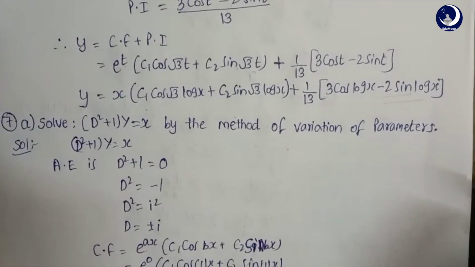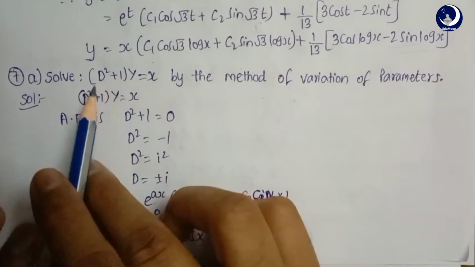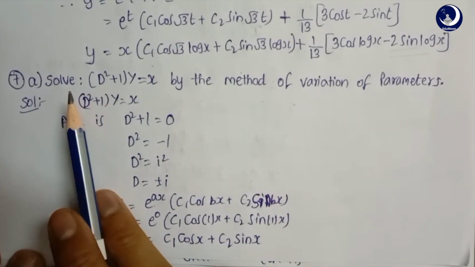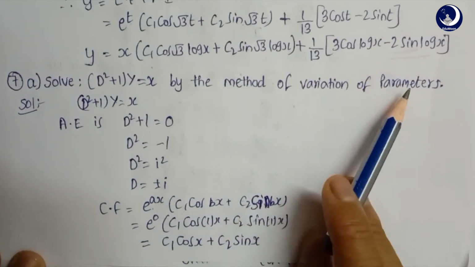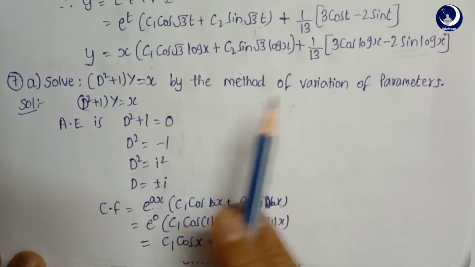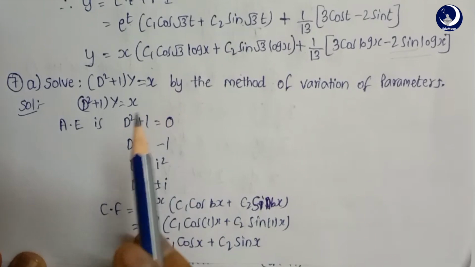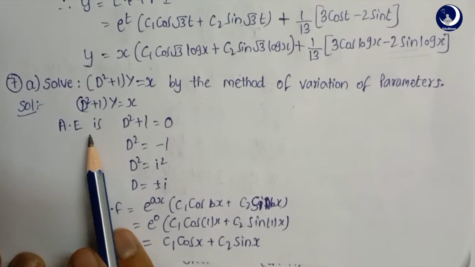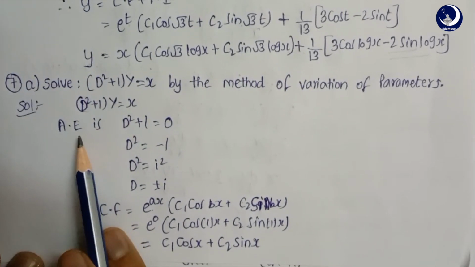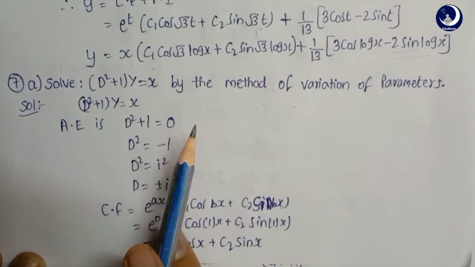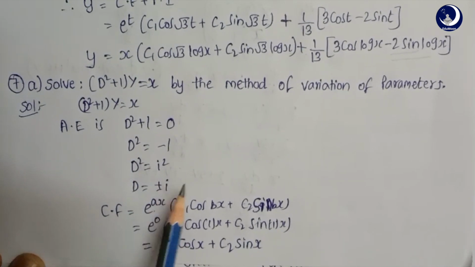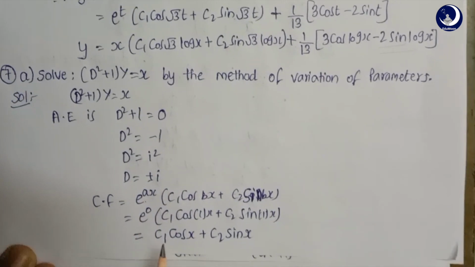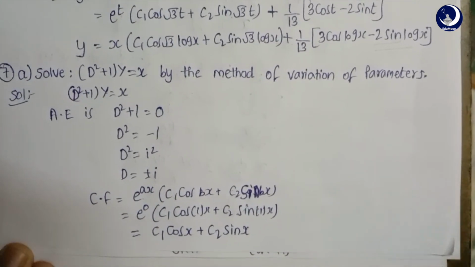Coming to the 7th question, 7a. Solve D square plus 1 into y equal to x by the method of variation of parameters. So this is like the earlier questions we already did. Again, coming to the auxiliary equation, D square plus 1 equal to 0, D square equal to minus 1, D square equal to i square, D equal to plus or minus i. Then we got CF as c1 cos x plus c2 sin x.